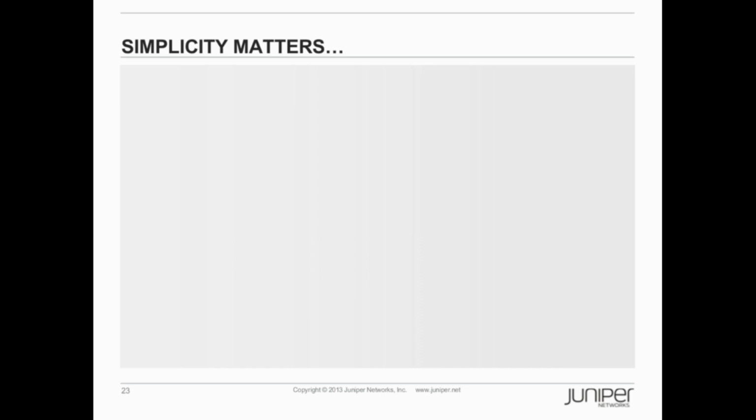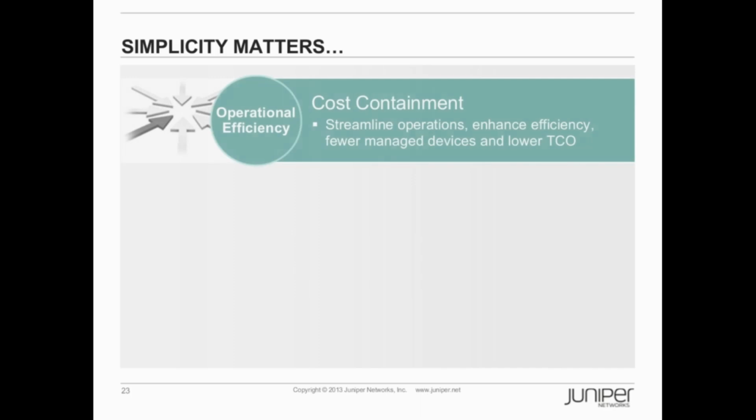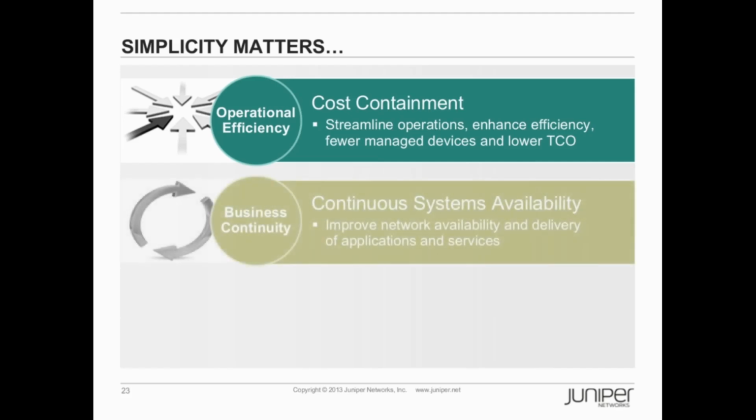And there are 3 points here that we want to touch on. The first is operational efficiency, which means a more efficient way to manage your network. Juniper's solution saves time and lowers costs by streamlining customer operations and freeing up performance from existing network investments. Secondly, with business continuity, mission-critical networks and applications can continuously deliver the productivity and competitive edge that customers are expecting from their network.